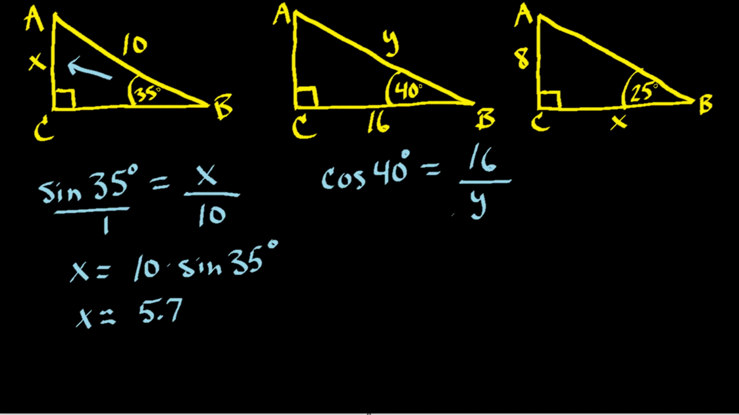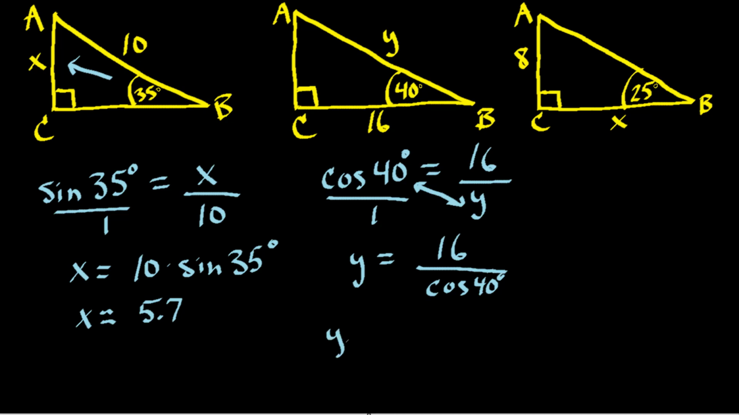Now there's a trick you can use here. Rather than cross multiplying and then having to divide both sides by cosine 40, we are able to switch our cross multiples. And if we do that, we will get directly to the exact answer of y equals 16 divided by cosine 40 degrees. Now, if they want the rounded answer, 16 divided by cosine 40 degrees is going to equal approximately 20.9.